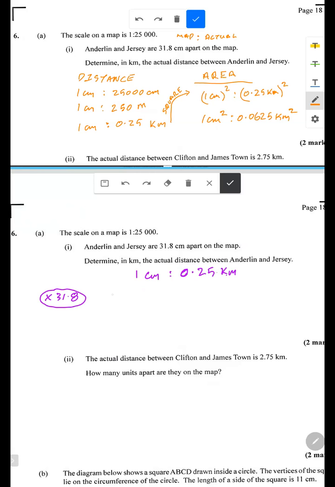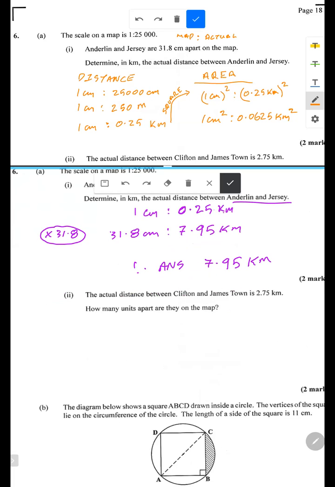So it means that 31.8 centimeters on this side, and multiply the 31.8 times this 0.25, and you get 7.95 kilometers. Therefore, the answer is 7.95 kilometers. That's the distance between these two places right here. Simple as that. Once you establish a ratio, you multiply and divide the ratio to get what you want.